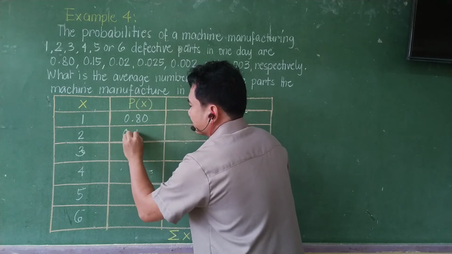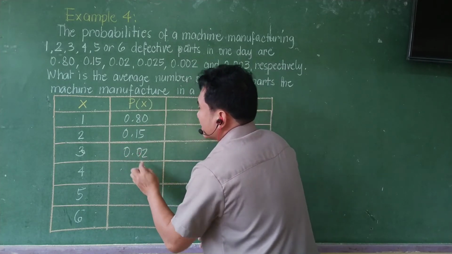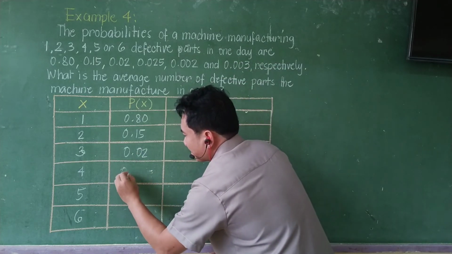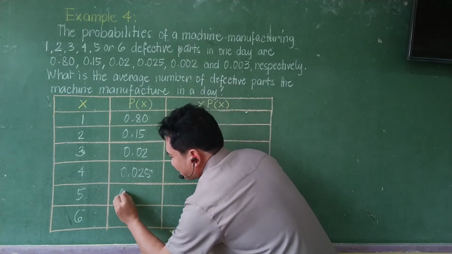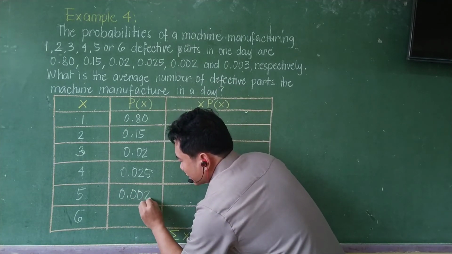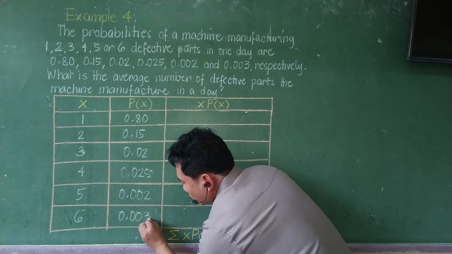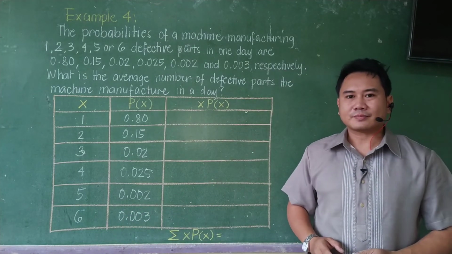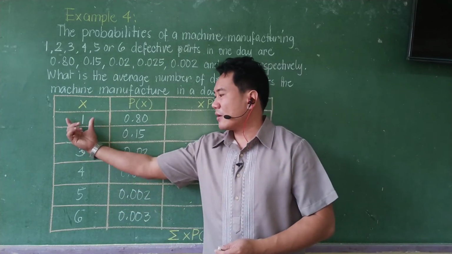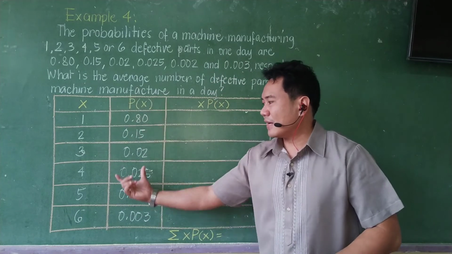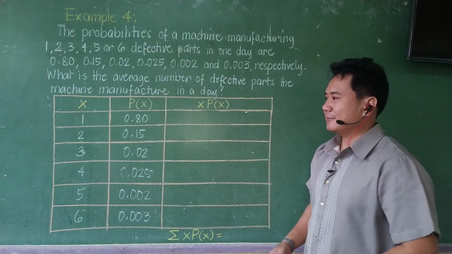0.8, 0.15, 0.02, 0.025, 0.002, and 0.003. Next, we are going to multiply the values of our x to the values of our p of x. And we're going to write it here.